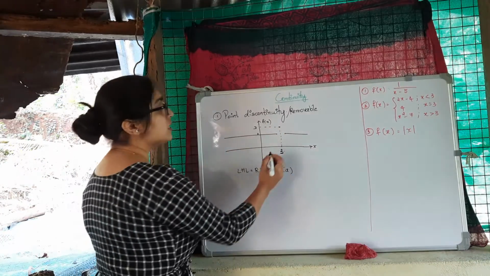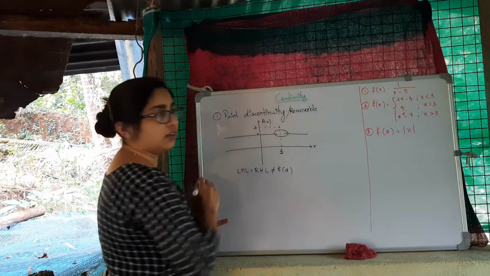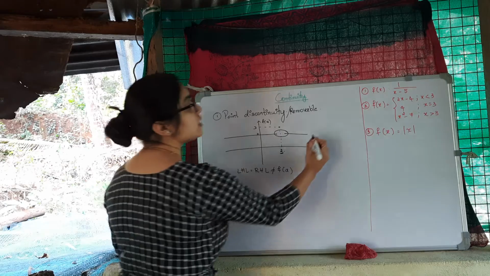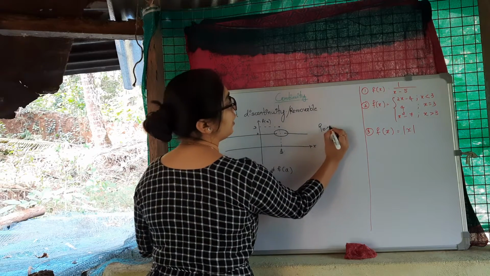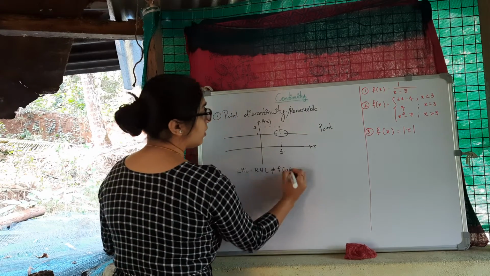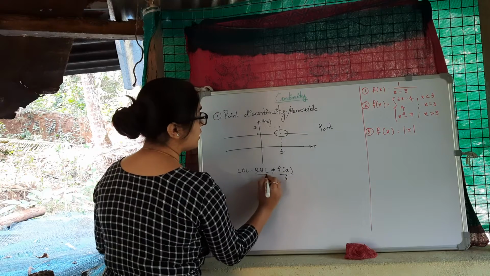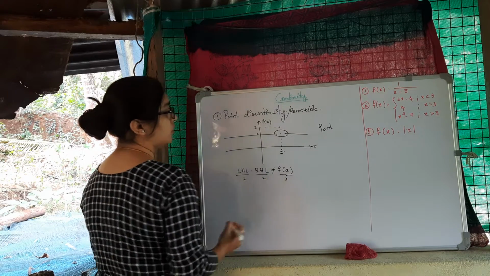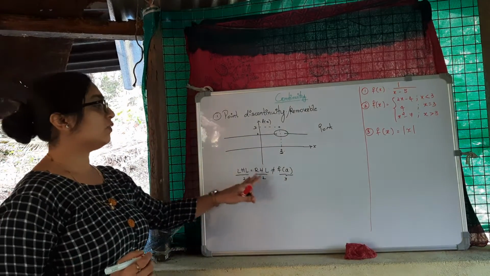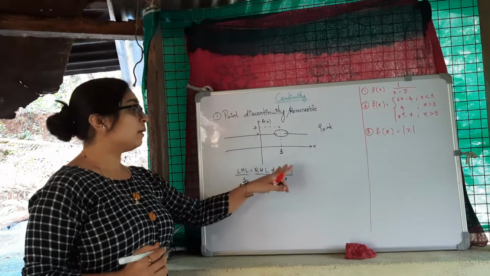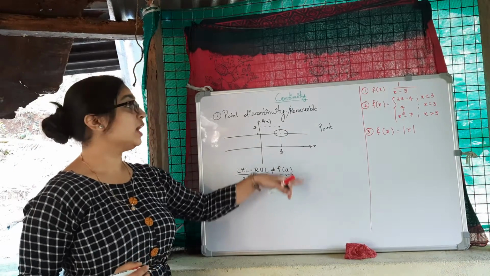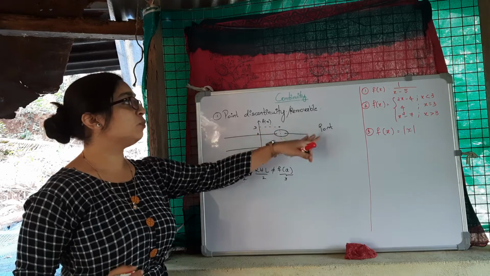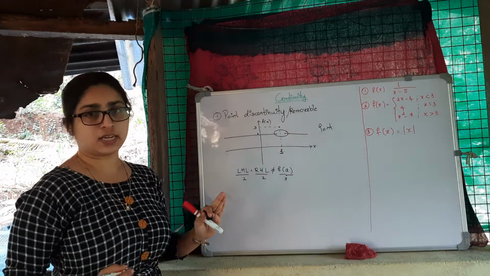So what happens? Here a hole is created. This is called point discontinuity. This value is equal to 3, this is 2 and this is 2. So when the left hand limit is equal to the right hand limit but it is not equal to f of a, that is called removable or point discontinuity.